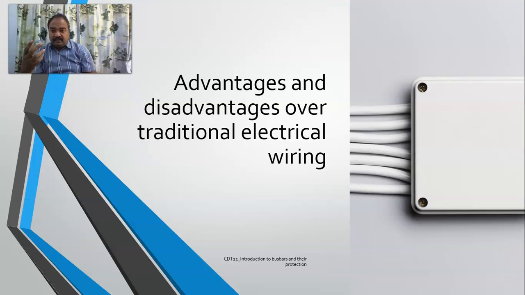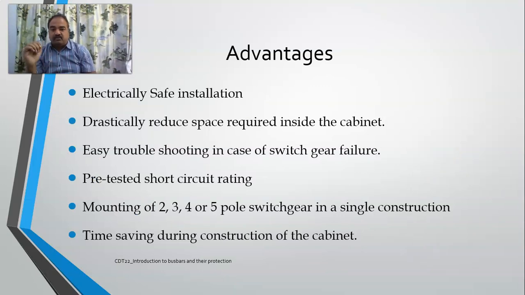So far we have been discussing only the advantages, right? So here is a quick review of the advantages and also the disadvantages compared to the traditional electric wiring system. As already told, the advantages: electrically very safe installation, drastically reduced space required inside the cabinet, and troubleshooting is very easy. All the short circuit ratings are already pre-tested, so you can adjust them. You can mount 2, 3, 4, 5 poles in a single construction mechanism; this we will see in unit number 4. And also there is time saving during construction.